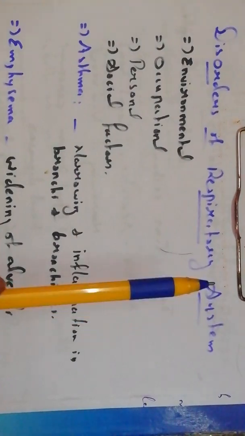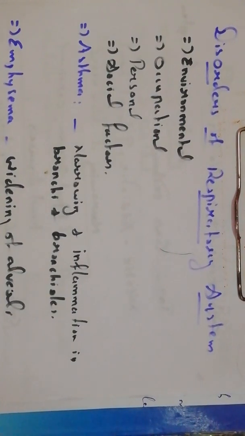It is disorders of the respiratory system. So what disorders may occur in the respiratory system? The reasons may be environmental. Environment may be the reason. Of course, we know we are living in a polluted environment. So this environment may cause so many diseases to the body, right? So environment may be one of the causes.